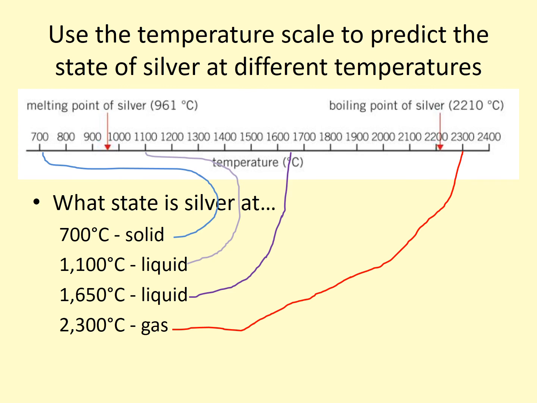All right, they've all come up at once. I wasn't expecting that. So at 700 degrees C, the silver is solid. At 1100, it is a liquid. At 1650, it's still a liquid. And at 2300 degrees C, it is a gas. If you're not sure about why that is, go back to the previous slide and listen to the explanation again.